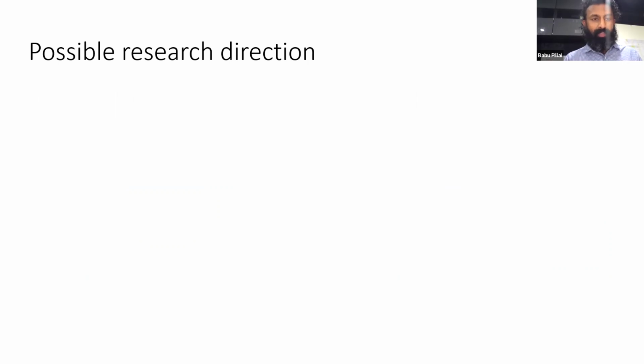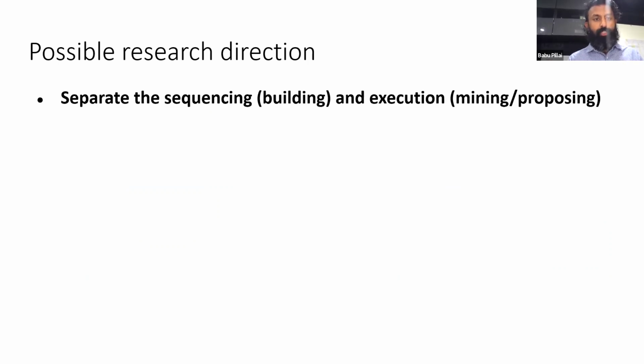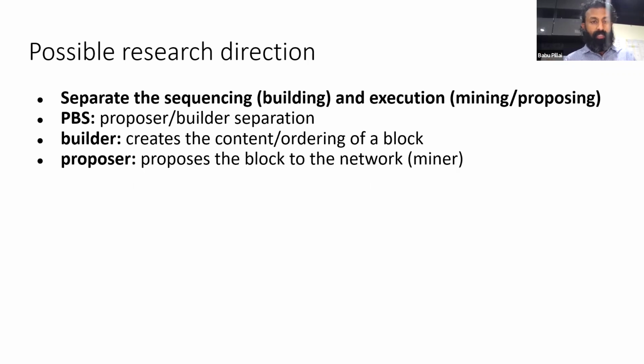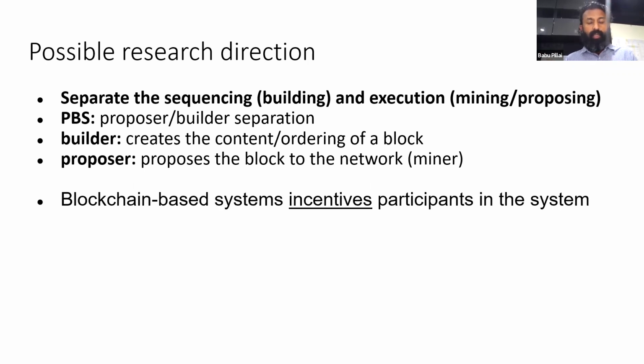We'll come back to that if there is a possible research direction. Separating the building and the mining is a good one. The PBS model, proposer-builder separation, makes sense to us in this situation. The builder creates the block content and orders the block, and the proposer approves the block. That's the one. Now, one important thing for us to understand is that blockchain works on an incentive scheme. Every participant is incentivized to participate in the system.